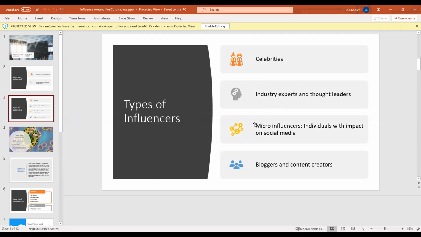And right below them are people with a large impact on social media that aren't really considered celebrities in the greater scheme. So people like, I guess, your favorite YouTuber or a newscaster, etc. And below them are bloggers and content creators that are rather niche, but still have an influence on their following.